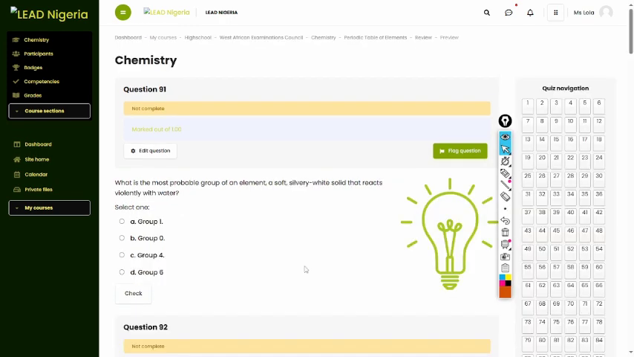What is the most probable group of an element? A soft silvery white solid that reacts violently with water. So the group of elements that react violently with water to produce an alkaline solution are the group 1 elements. Furthermore, they are also solid at room temperature. They have metallic luster, meaning that they have shiny surfaces. So that explains the silvery property of the element, and then it is also soft. So the best group for this is group 1.